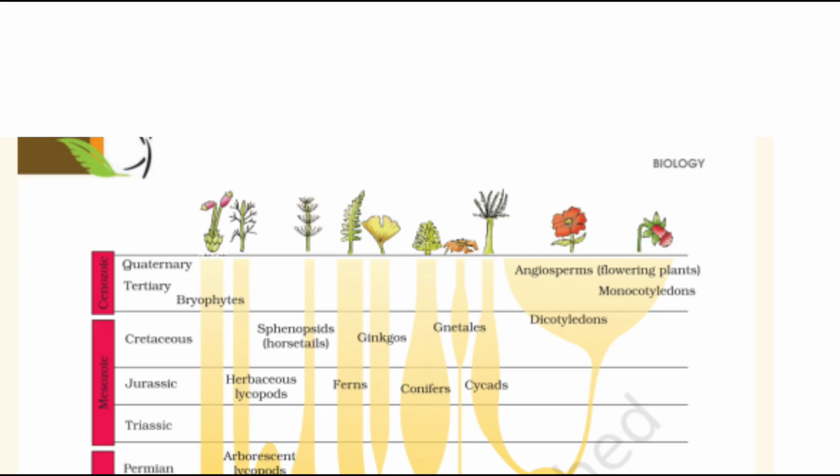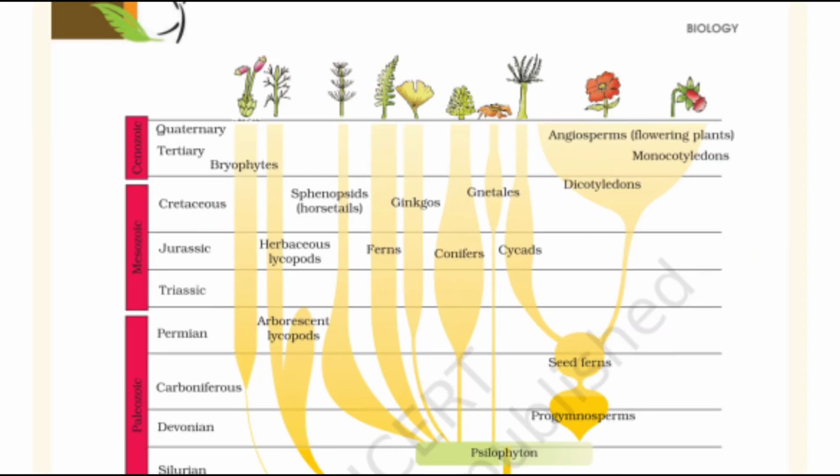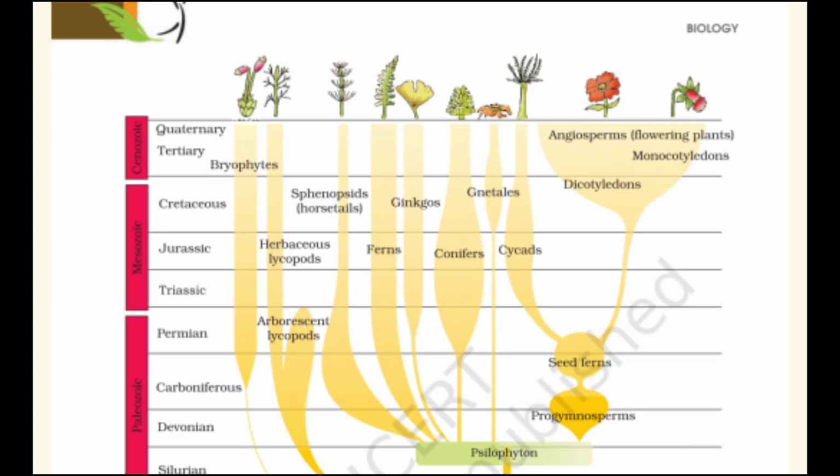So here is the one line summary: from algae to bryophyte, then pteridophyte, then gymnosperm, and then angiosperm. So at the bottom we can see the algae, then in the middle we can see the fern and vascular plants, and at the top we can see the seed plants, and then finally the flowering plants.